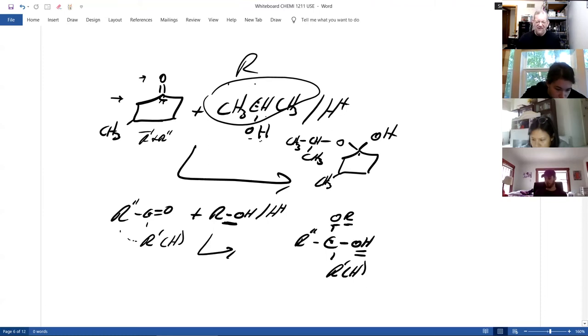Is that a pretty molecule or what? Now you know I'm an organic chemist. And that's how you do it. Any questions on this? All right, let's move on.